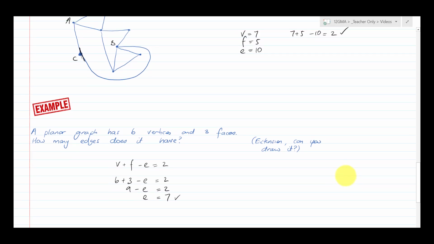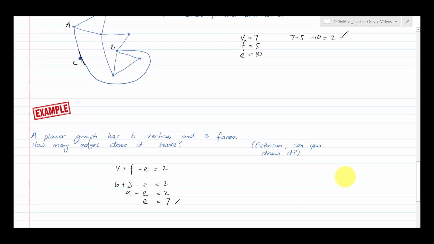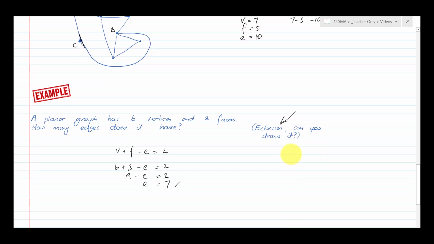And it's a fairly big concept, but there's not a lot that we can do with it. There's a little extension here. You can draw that graph if you want to. Remember, it's got 6 vertices. 1, 2, 3, 4, 5, 6. It has to be planar, and it should always work. So if I draw my edges in here and make sure they're all planar, 1, 2, 3, 4, 5, 6, 7. Is that 7? Yep. Done. I've got all my edges. There's my 7 edges, and I've got 1, 2, 3 faces. It all works. Always works.